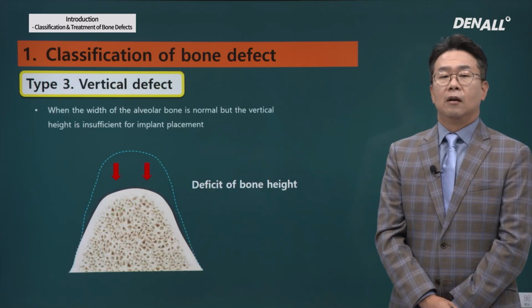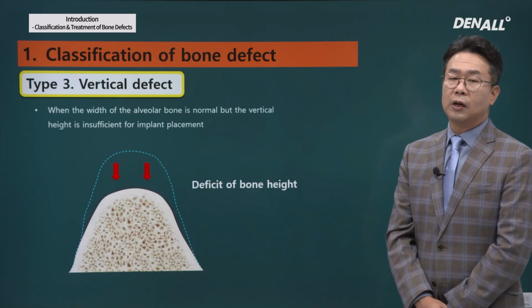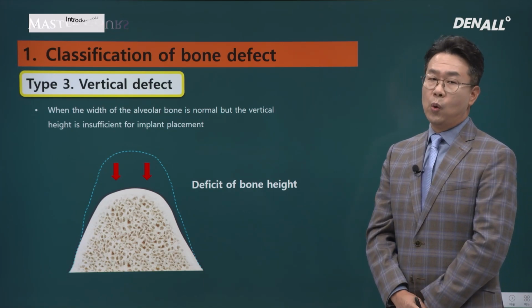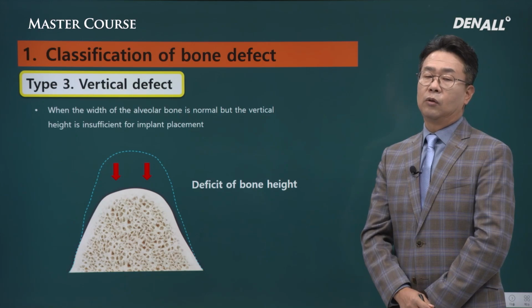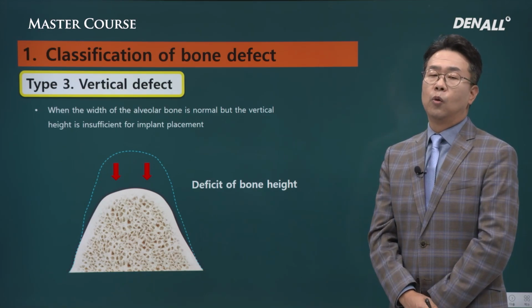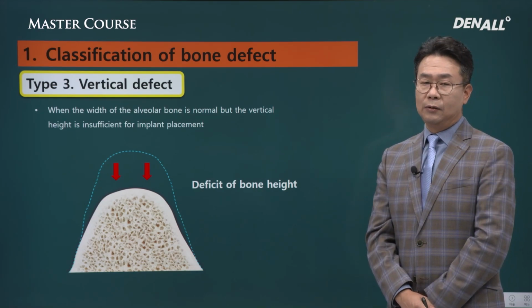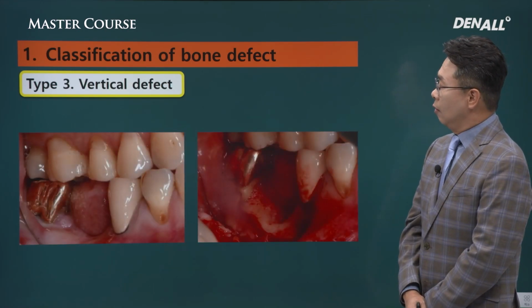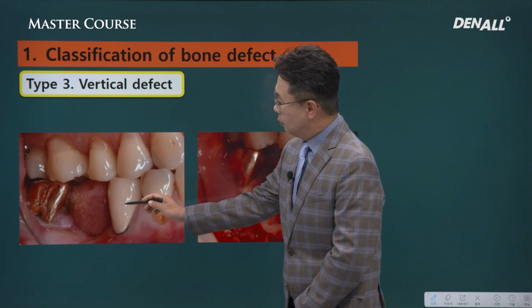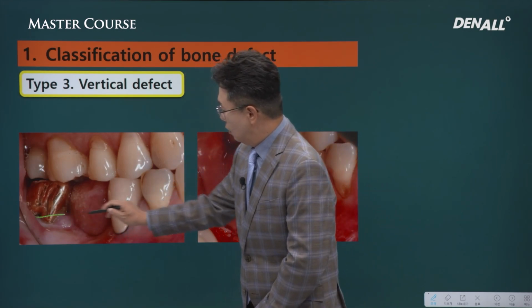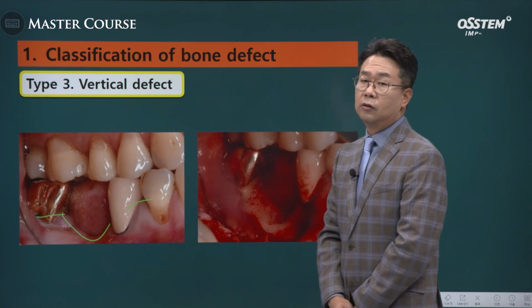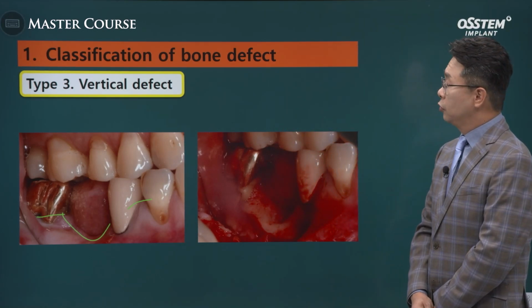Next, moving on to vertical defect. If the available bone is insufficient, or compared with adjacent bone, if the height is insufficient, we can call this a vertical defect. As shown on this image, the height of adjacent bone is like this, but over here it's sunken.